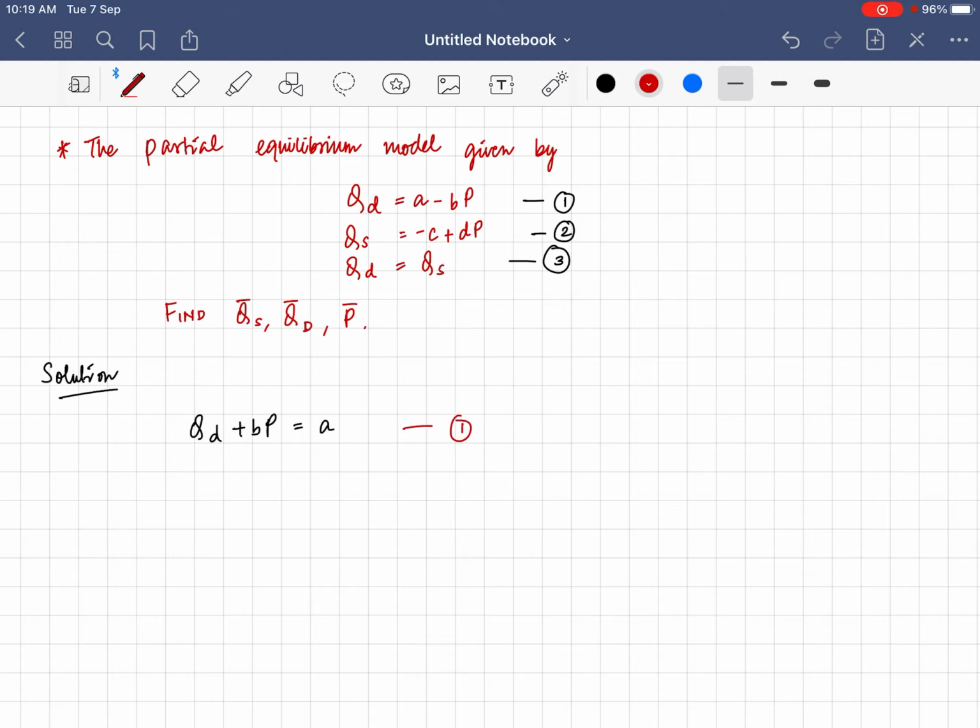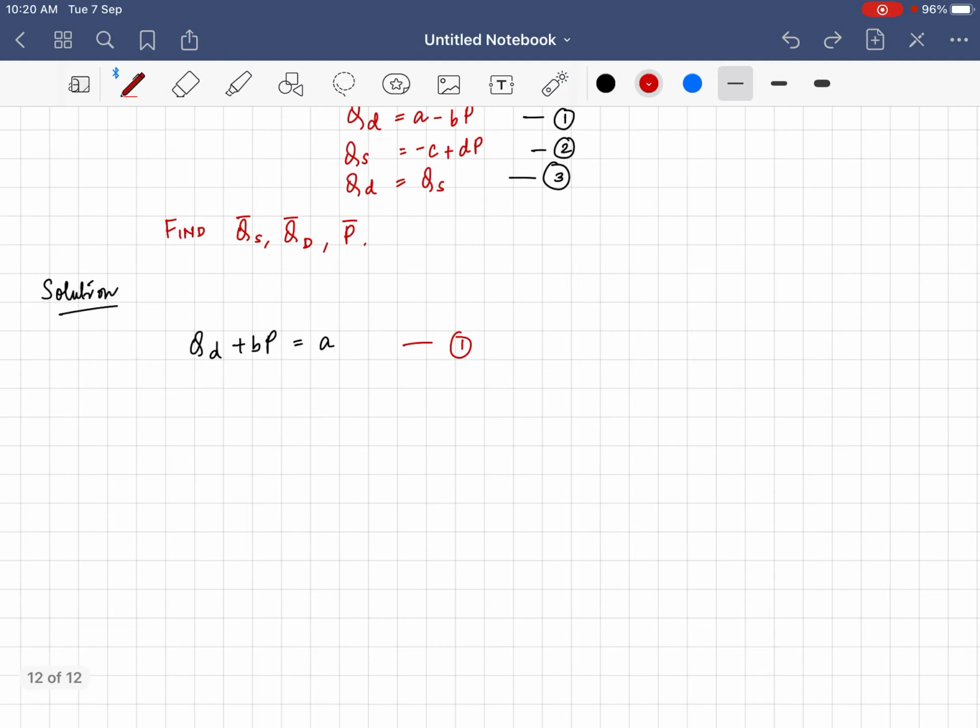So how are we writing this? Basically, you see the equal to sign. On the right hand side of the equal to sign we have the constant, and on the left hand side we have the variables. The variables are what? QD is a variable, P is a variable, and QS is a variable. So we have three variables in this question. In order to write the equations, we will have the constants on the right hand side and the variables on the left hand side.